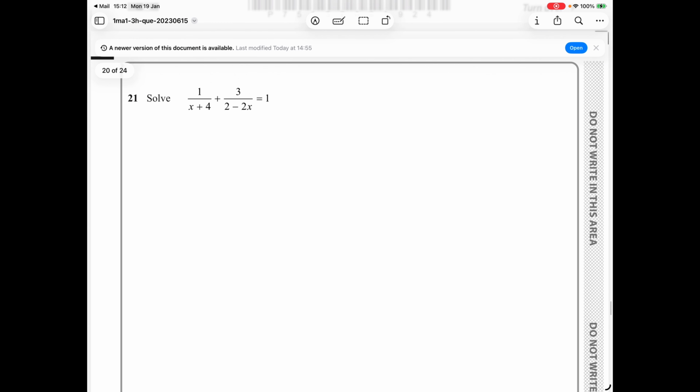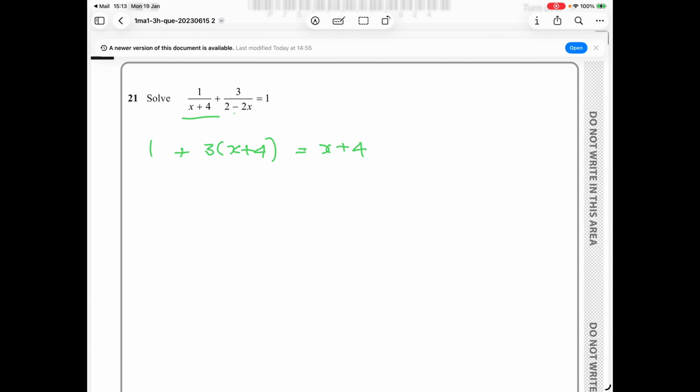Okay, this is some sort of algebraic, it's just algebraic fractions. Now, there's two ways of doing this. There's my preferred way, and there's the preferred way of at least one of my students. My way of doing it is times out by x plus 4. So I'd start off with 1 plus, that's 3x plus 4 equals x plus 4.